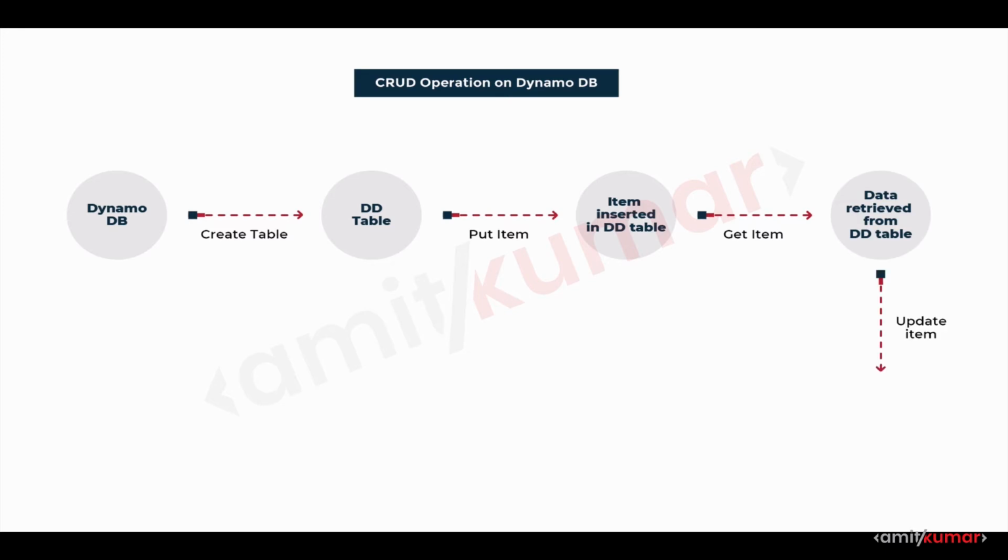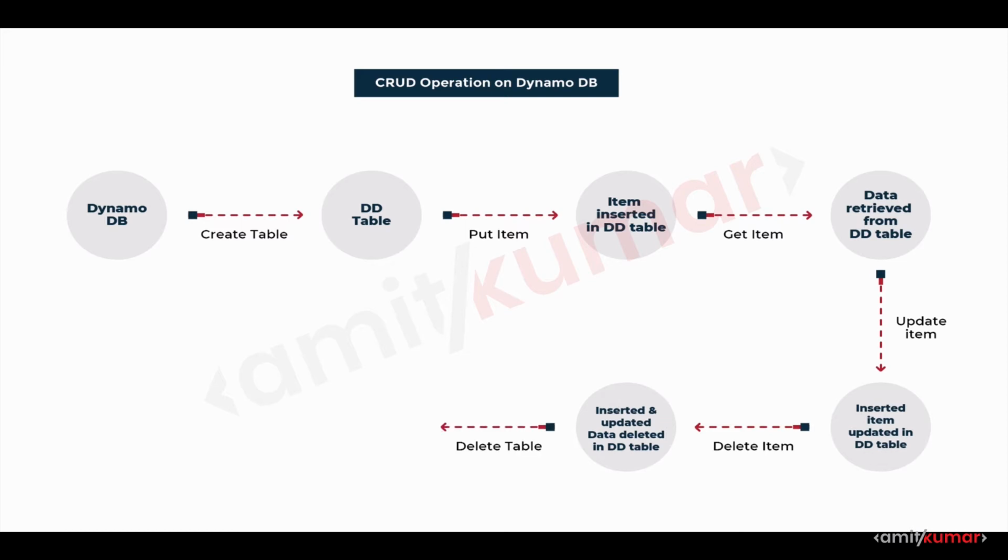Fourth API is where we will update the already created item in the DynamoDB table. Fifth API call is where we will delete this inserted and updated data. And sixth and final API call is where we will delete the DynamoDB table altogether.